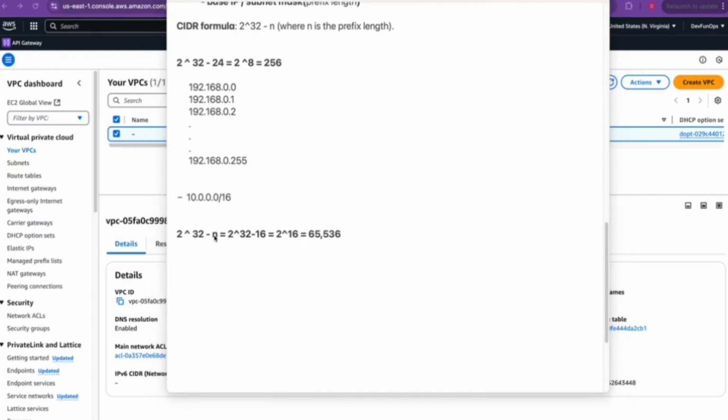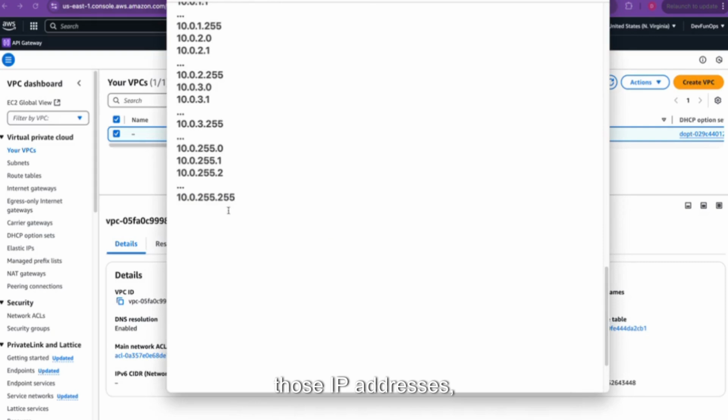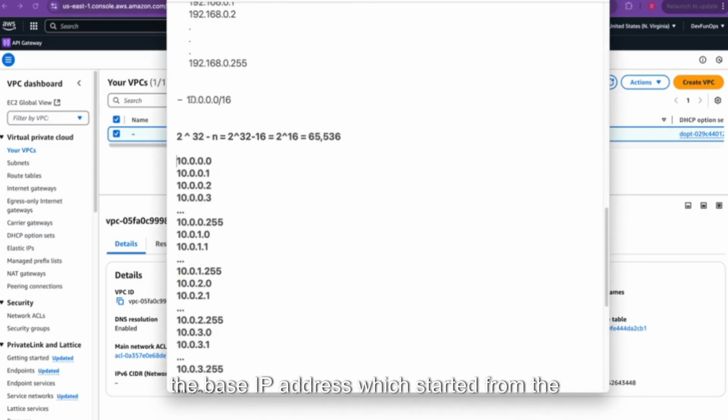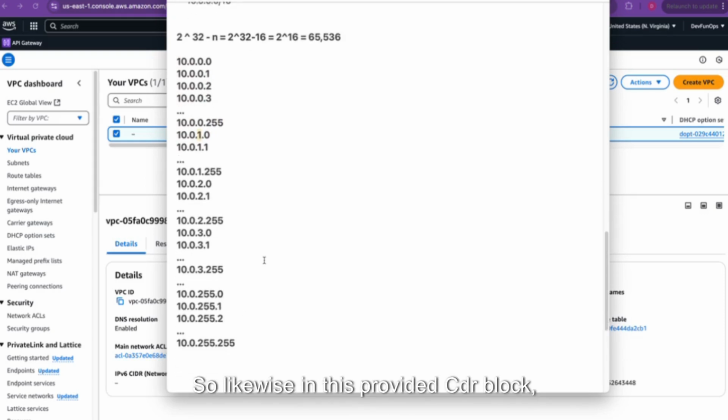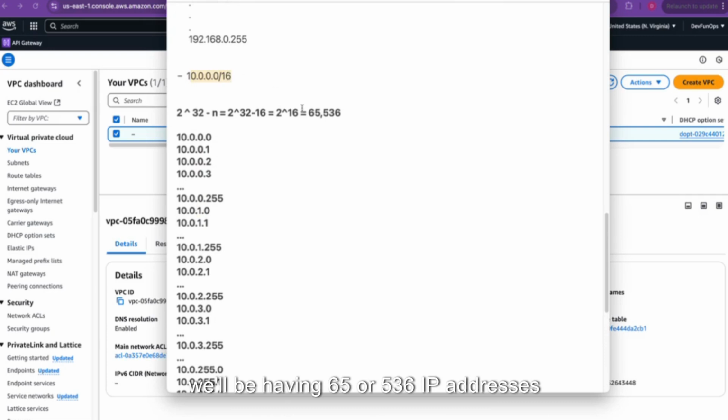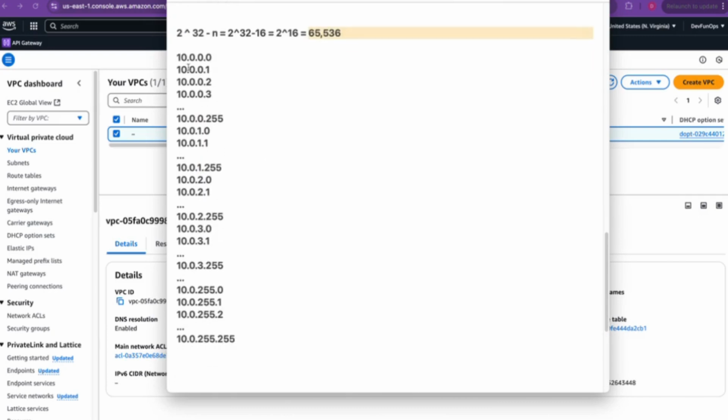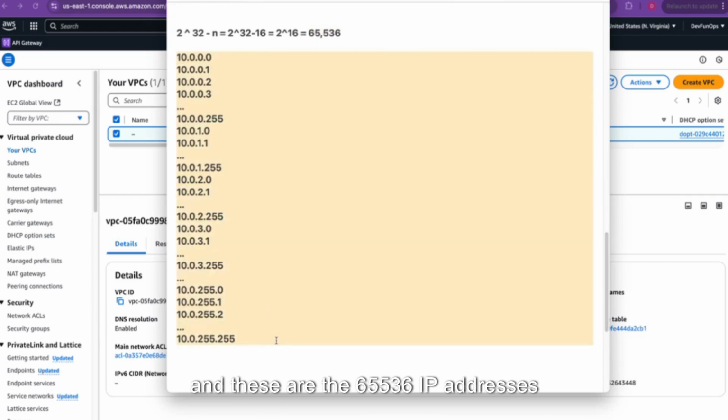So in this given CIDR block, we have a total of 65,536 IP addresses, and if we want to get those IP addresses, we know how to calculate them. We know the base IP address, which starts from 10.0.0.0. Each block ranges from 0 to 255. After reaching 255, that particular block gets reset to 0, and the previous block gets increased by 1. Likewise, in this provided CIDR block we'll have 65,536 IP addresses, starting from 10.0.0.0 to 10.0.255.255.